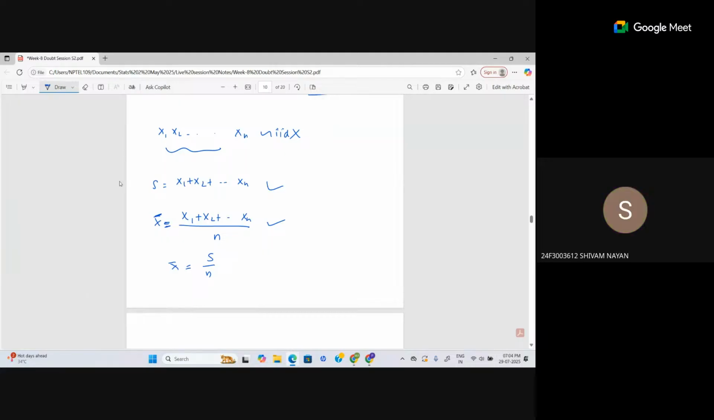Ma'am, it was given in the weekly note that if we increase the sample size, then the sample mean will tend to the actual mean, then how does that come? I mean the distribution mean. I'm not sure about what you're asking. I'll see and we'll let you know.